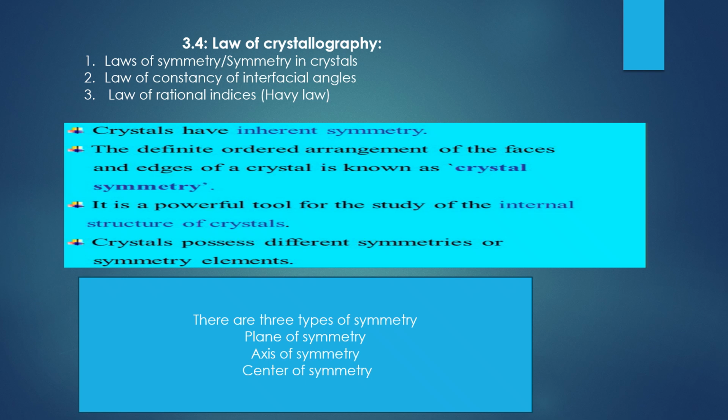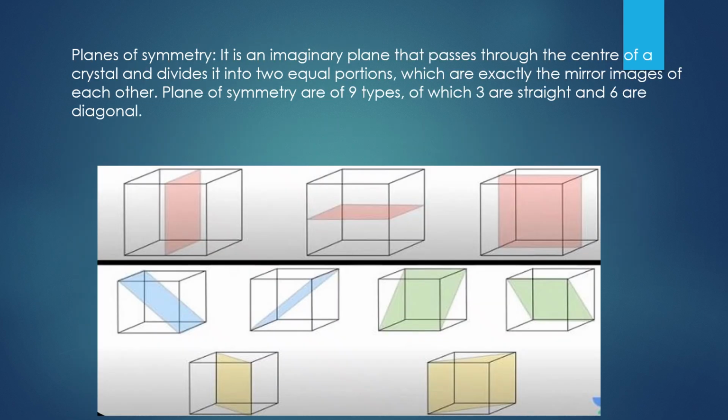Crystals possess different symmetries or symmetry elements. There are three types of symmetries: plane of symmetry, axis of symmetry, and center of symmetry. Plane of symmetry. It is an imaginary plane that passes through the center of the crystal and divides it into two equal portions, which are exactly the mirror images of each other. Planes of symmetry are 9 types, in which 3 are straight and 6 are diagonal.